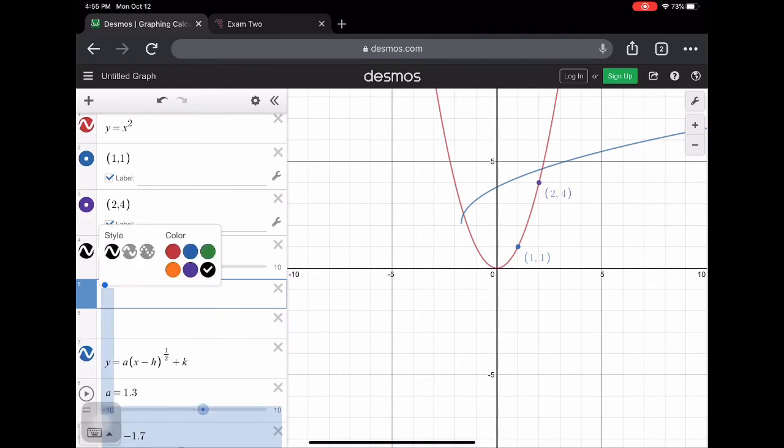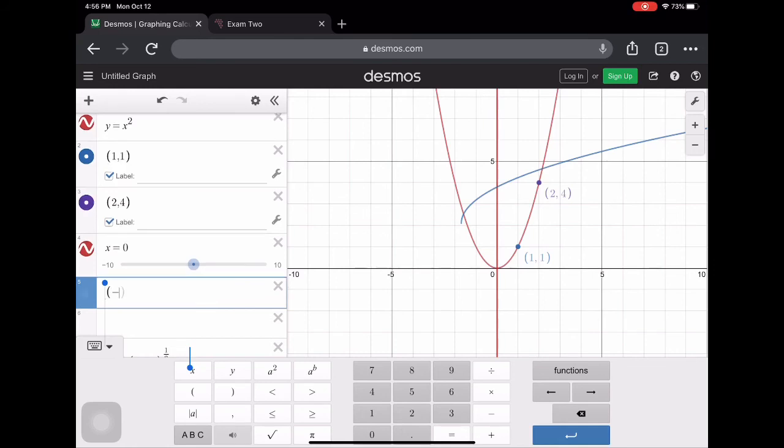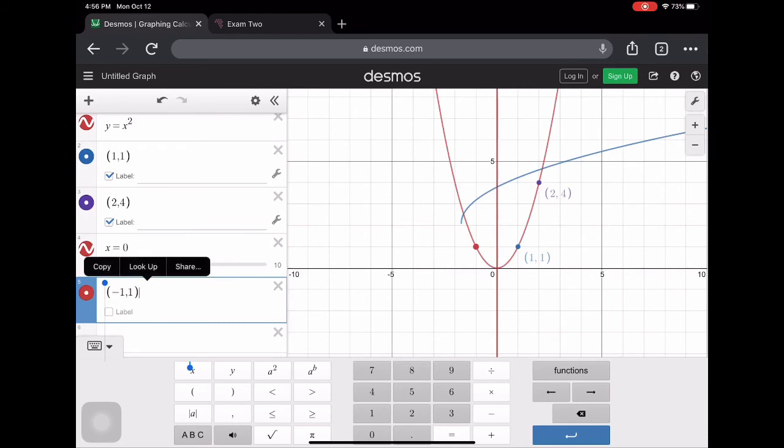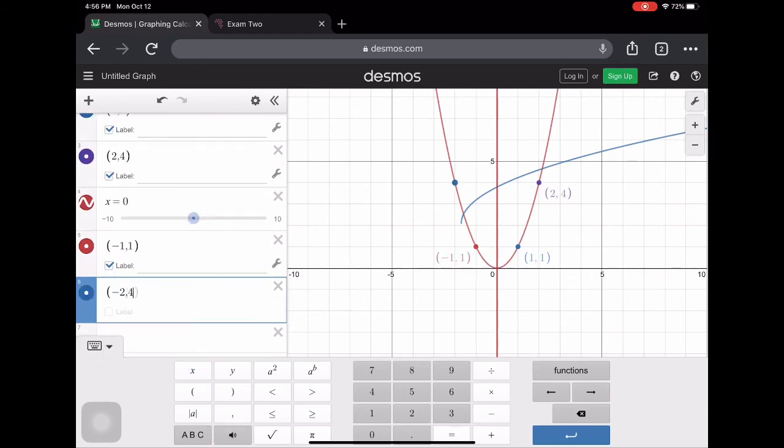I'll make it a different color so you guys can see it. The axis of symmetry goes straight up and down. I can mirror those points on the other side of that. So if I went to the left 1, so negative 1, and up 1, that's mirrored on the axis of symmetry. And if I went to the left 2 and up 4, that's also mirrored.